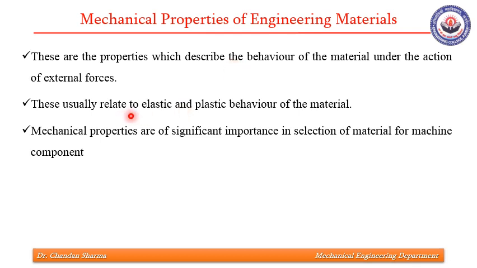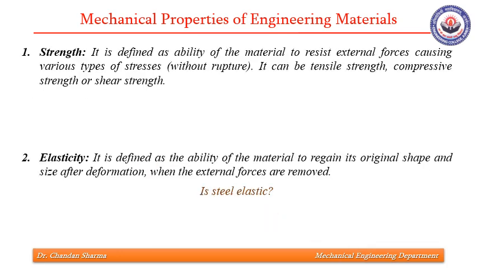So properties, their significance in deciding the material is an important step. These properties usually relate to the elastic and plastic behavior of the material. Mechanical properties are of significant importance in selection of material for machine components. Let us try to define a few important properties.